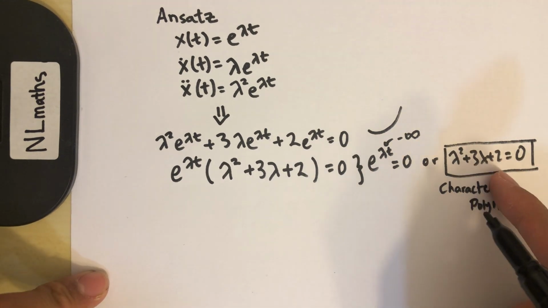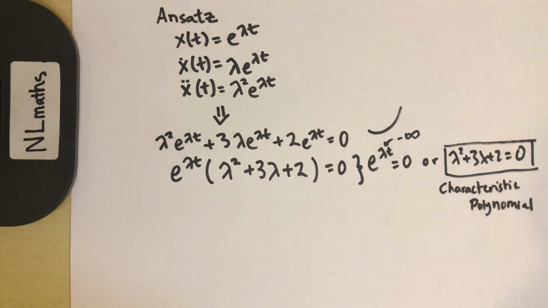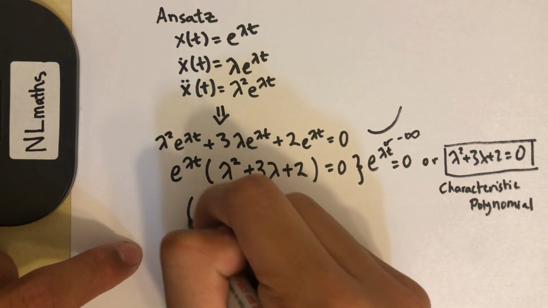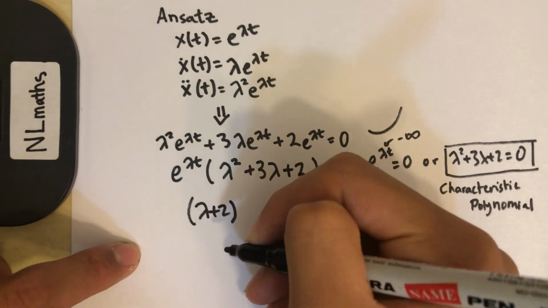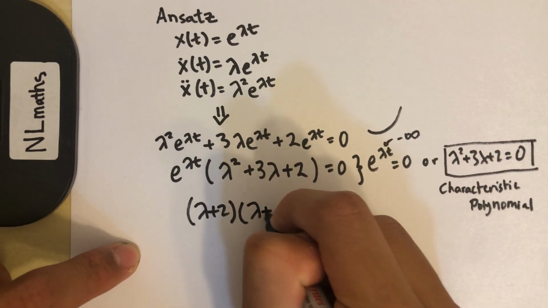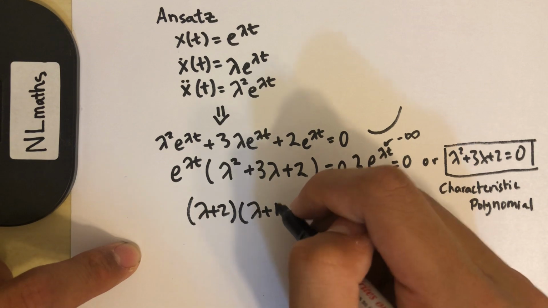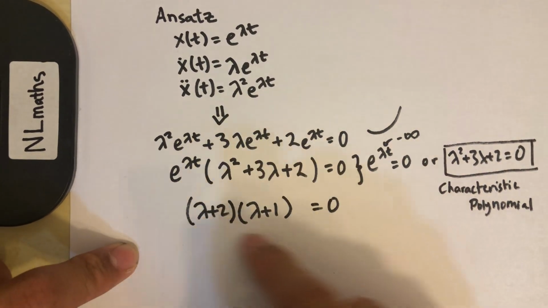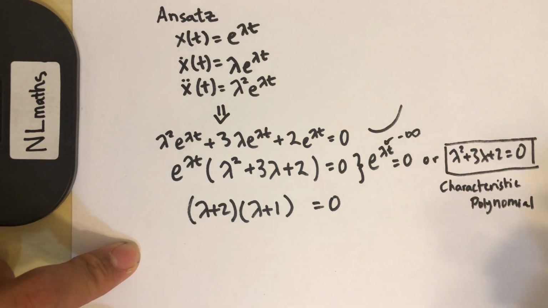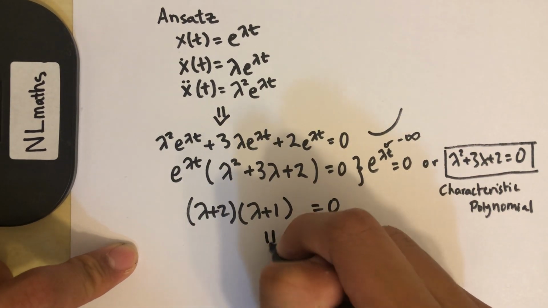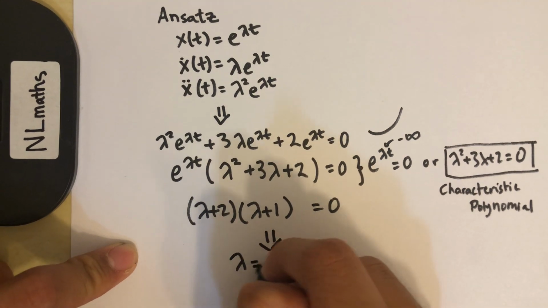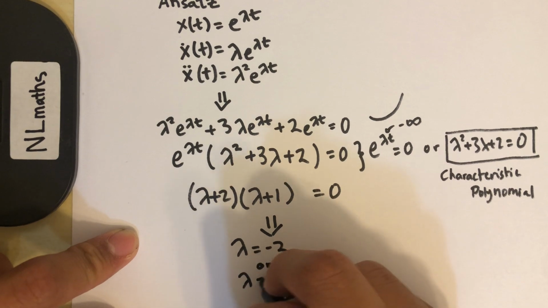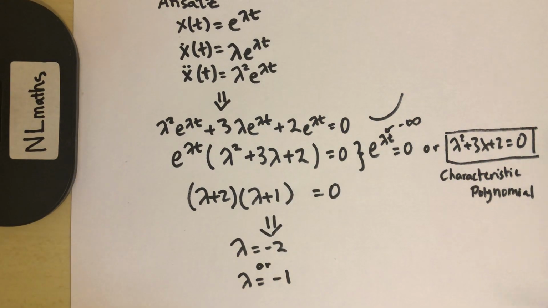So if lambda squared plus 3 lambda plus 2 equals 0, then this is a regular quadratic, and I've done this beforehand. So this would be lambda plus 2 multiplied by lambda plus 1, and that is going to equal 0. And so negative 2 and negative 1 are the roots. So from this, lambda equals negative 2 or lambda equals negative 1. So that's very good.